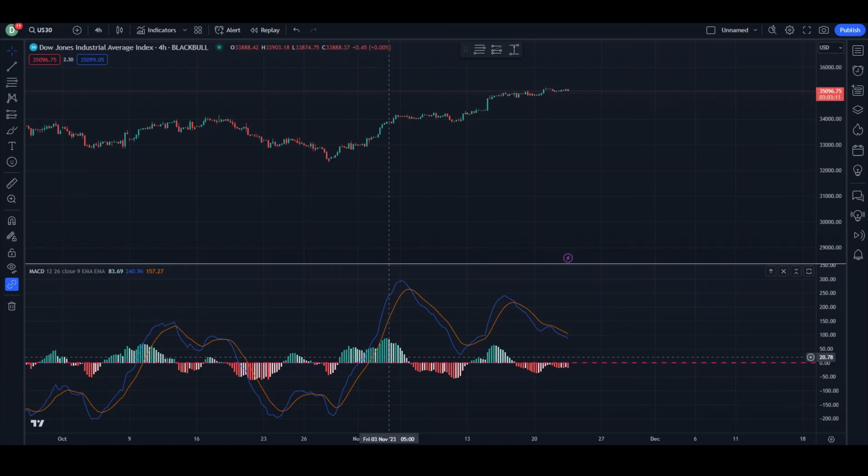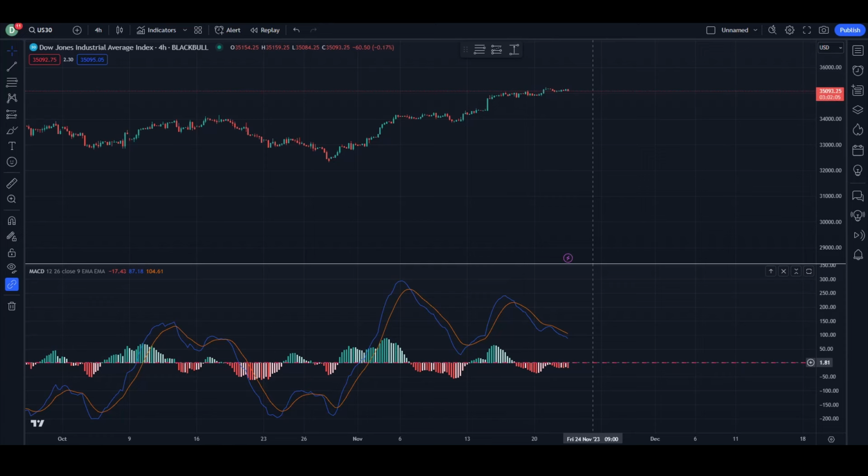The histogram indicates the distance between the 2 lines. The bigger it is, the bigger the distance, and the smaller it gets, the smaller the distance. The point at which the histogram switches color from green to red or vice versa is the exact point in which the 2 lines are crossing. The zero line is located at the exact point in which the histogram switches color and it's very important for all of the different indications the MACD can give.